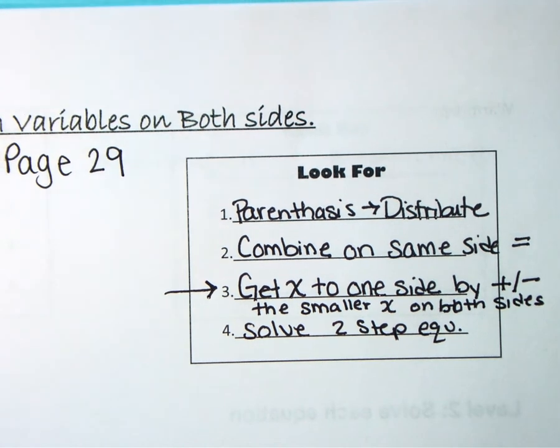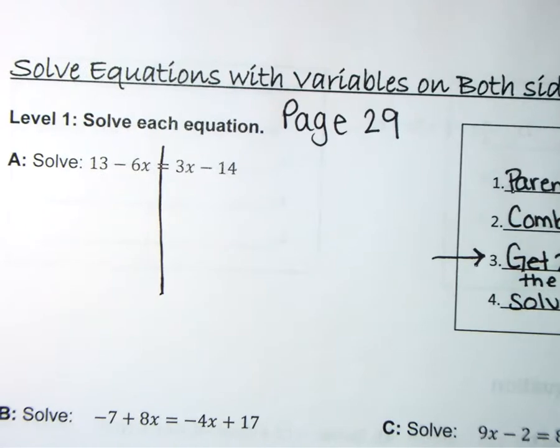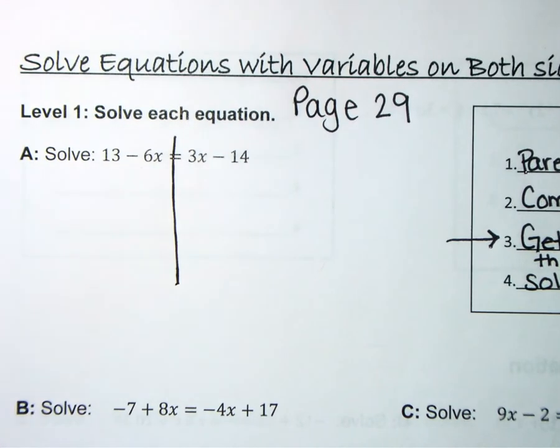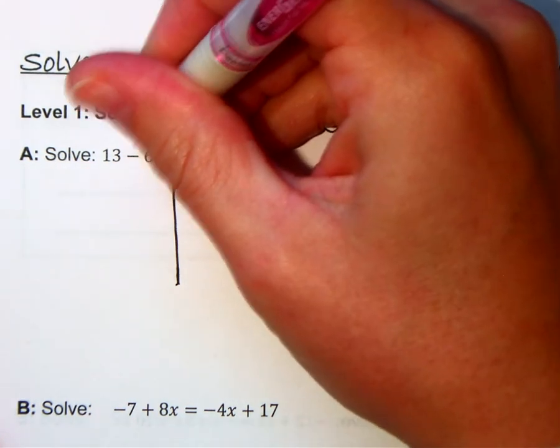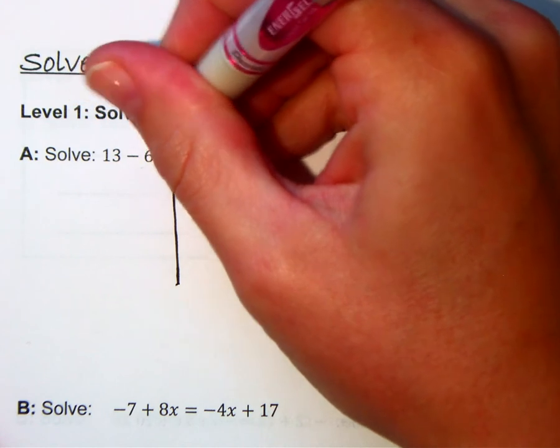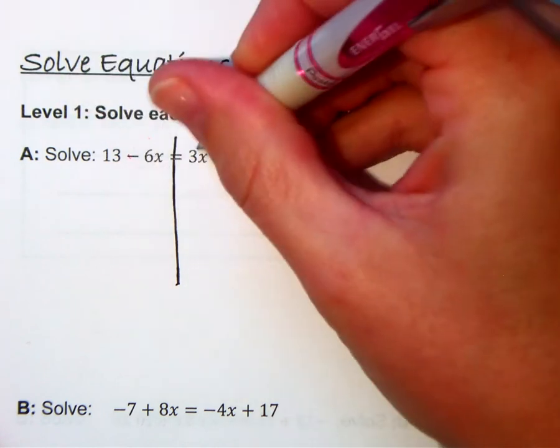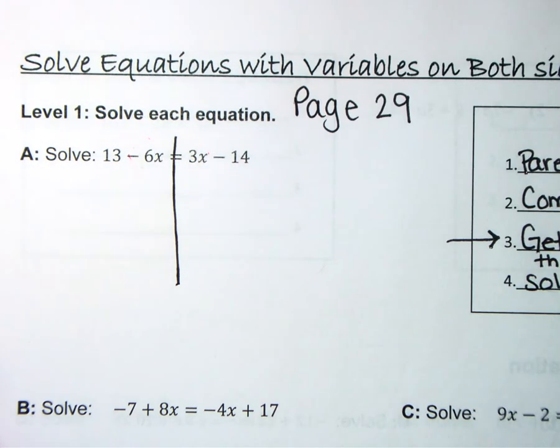Okay, so back to equation A. So what we're going to do, this is what I like to do. I like to look at the 2 X's that I have. Okay, so right here, be very mindful here. The first one I have is -6. So I have a -6X over here, and I have a 3X over here.